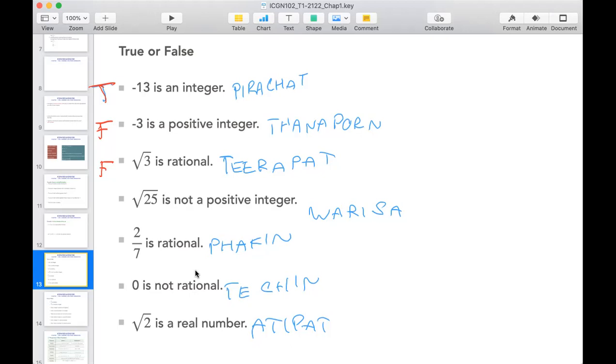Now let's come back to this one. Square root is not a positive integer. When you take the square root of 25, what is the result? It is equal to 5 to the power of 2 over 2, which is positive 5. So it is a positive integer, and the statement is false.